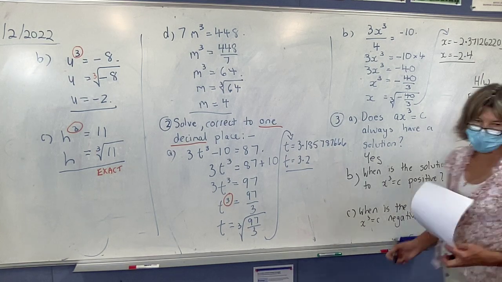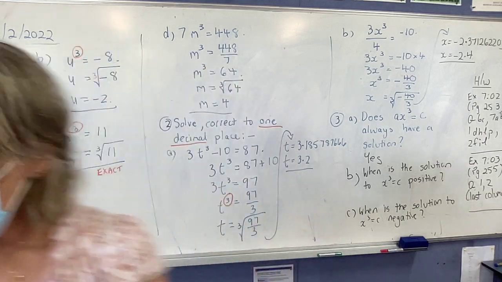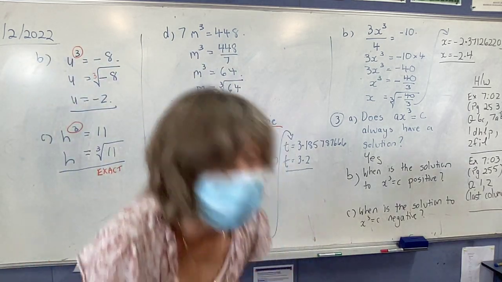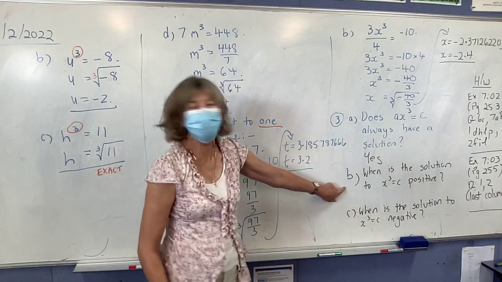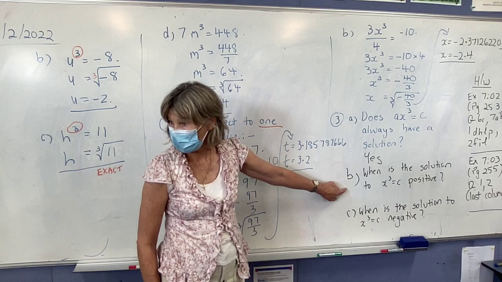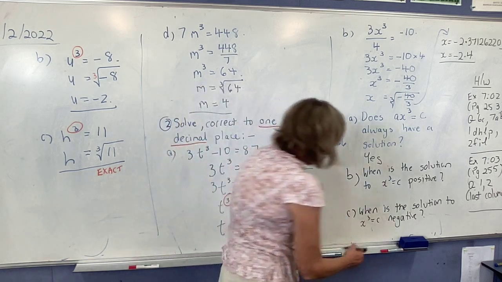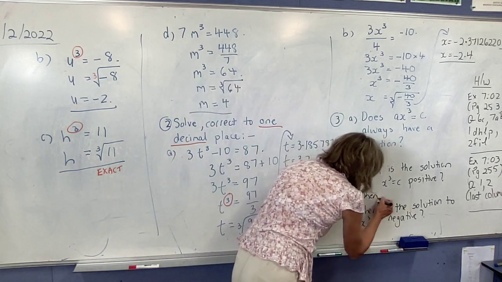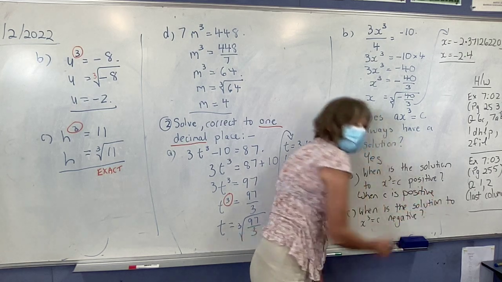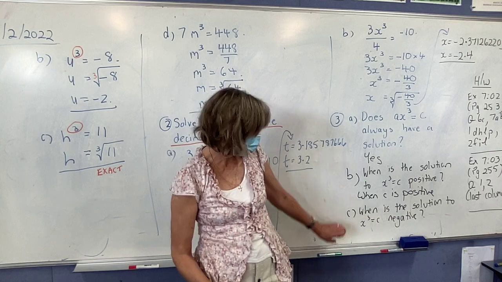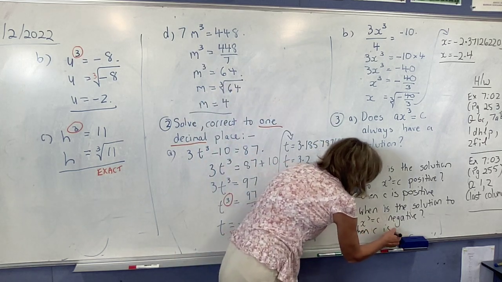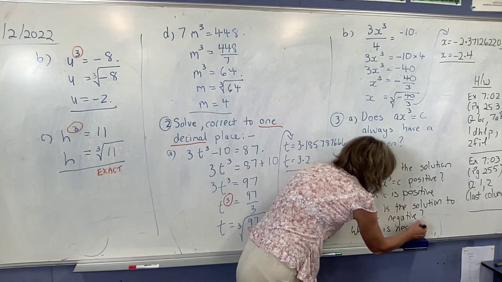Okay, I will be writing the homework on Compass, so if you didn't get time to get that down, that's okay. Alright, who can tell me the answers to these 2 questions? When is the solution to x cubed equals c positive? When c is positive. Good. When is the solution to x cubed equals c negative? When c is negative.